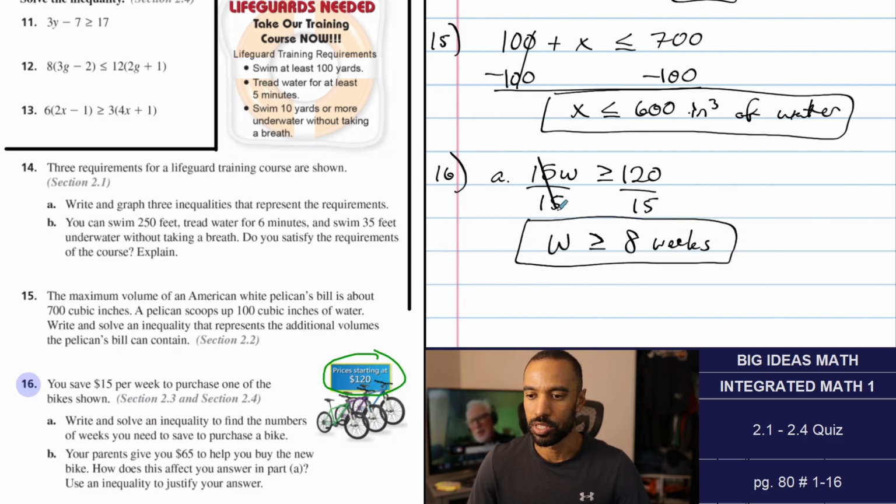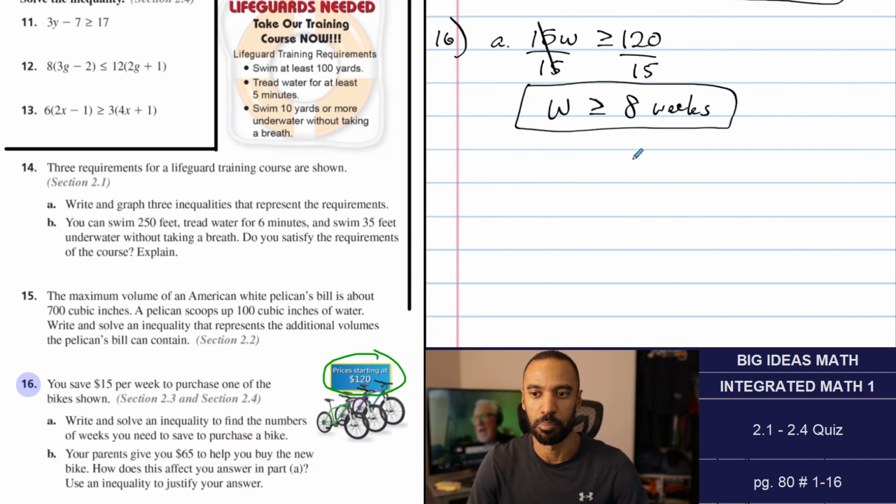So you can save up to $1,000. You can buy a bunch of bikes, but you can also save up for 8 weeks, and then you can buy a single bike and be broke again and keep saving up. Part B, your parents give you $65 to help you buy the new bike. How does this affect your answer in part A? Use an inequality to justify your answer.